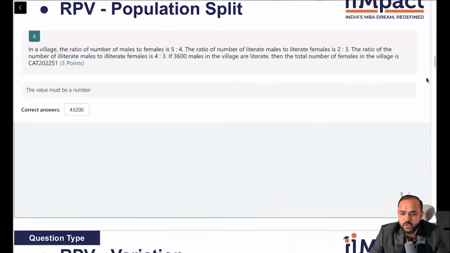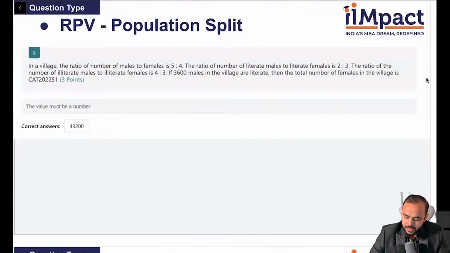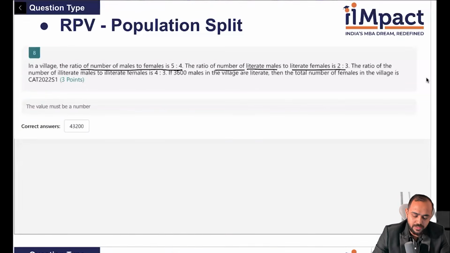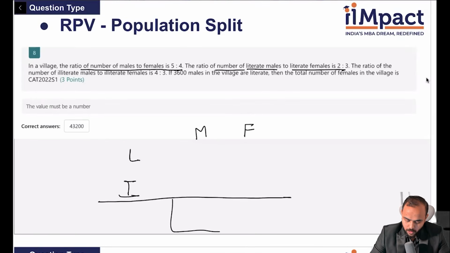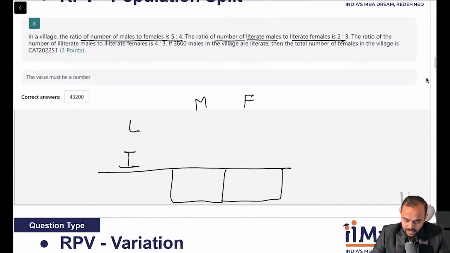Okay, great. Then let's look at a population split example. Ratio of number of males and females is 5 is to 4. Ratio of number of literate males to literate females is 2 is to 3. So let us make the table. We will have to make the table male, female, literate, illiterate. Now, number of males to number of females is 5 is to 4. Now, because this is a total statement, I will not write the variables just now. I'll just write a small 5 is to 4 here.